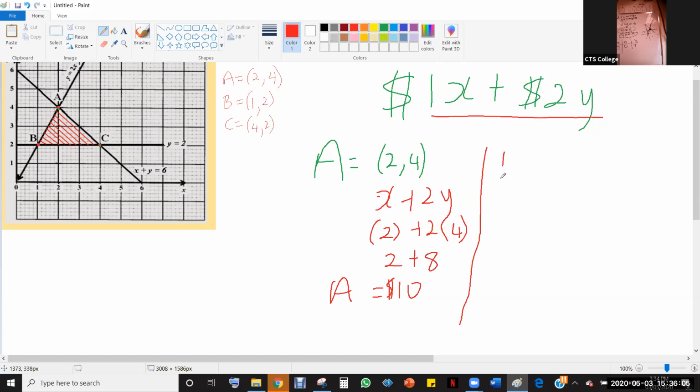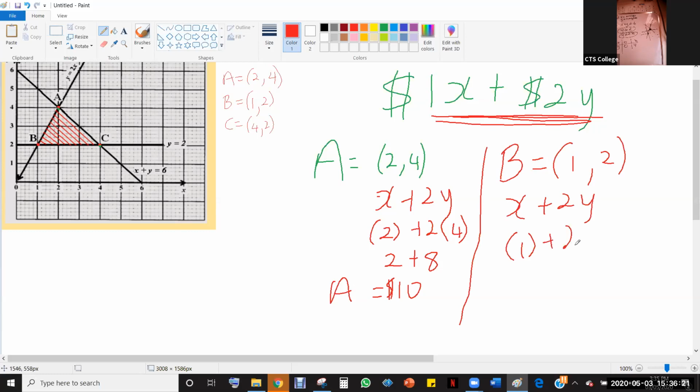All right. B, the coordinates for B will be 1, 2. So let's utilize our equation again, x plus 2y. x in this case is 1 plus 2, and y in this case is 2. So 1 plus 2 times 2 is 4. This will give us 5. So B is $5 profit, of course. Yeah?